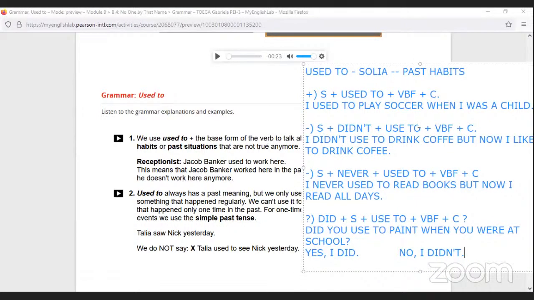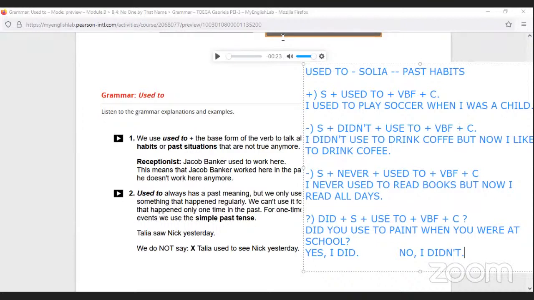Well, so this is everything about used to. What do you think about this grammar, Gabby? Is it easy, complicated? It's okay. No, it's easy. It's okay, right? Perfect. Okay. So now we will see some examples here in the platform.